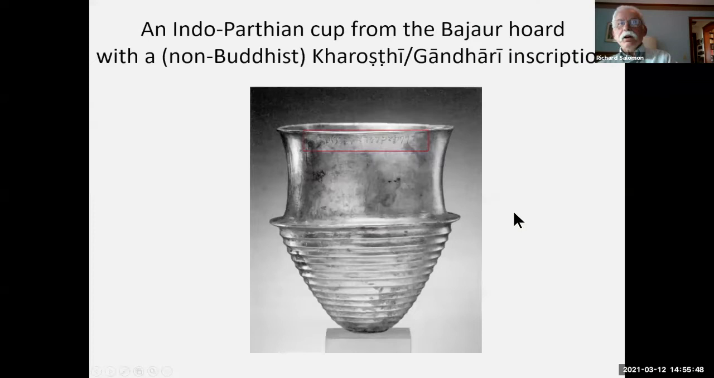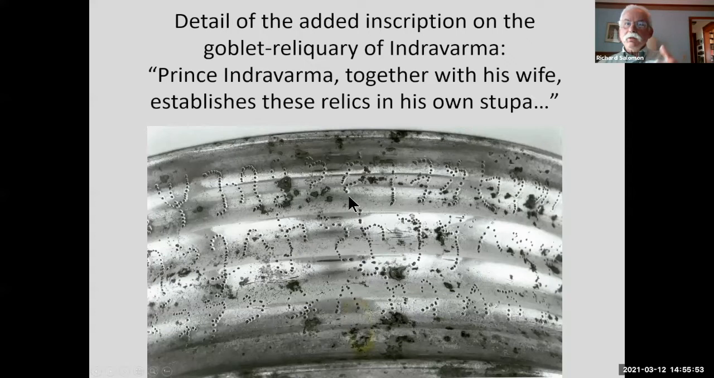And here is the relic inscription, which would have been the last of the six inscriptions inscribed, and it's the familiar formula, and Indravarma with his wife establishes these relics, et cetera, et cetera. So you see a little bit of cultural adaptation going on here. Here's the word again, rajitaveti, he establishes, everyone has this.